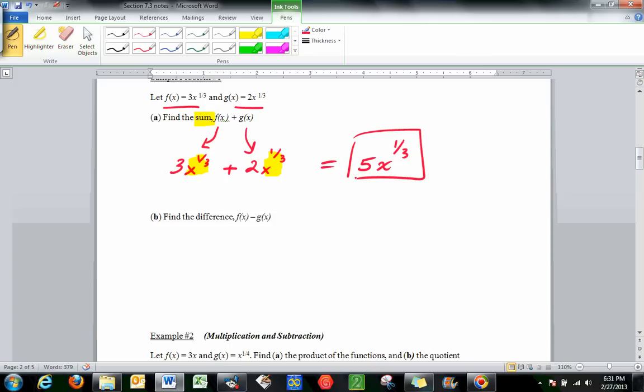And of course, if we wanted to, we could define that with a new function name like h of x or something of that nature. So that is simply adding the two functions.